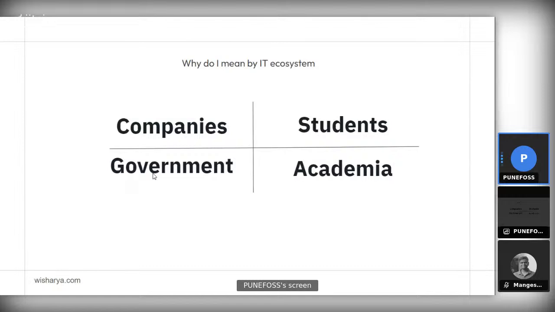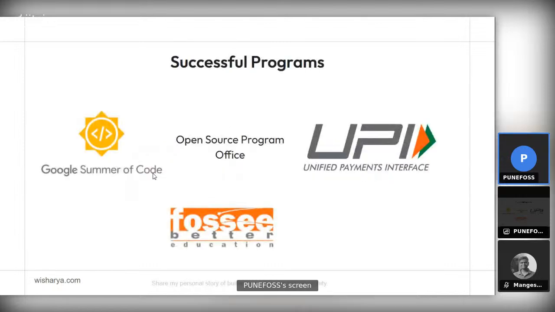So yeah, we need an ecosystem. We need to build more open source software, and that's why we need a community of people who understand this and learn, use, contribute. Again, some successful programs to build this community of open source developers and open source users.